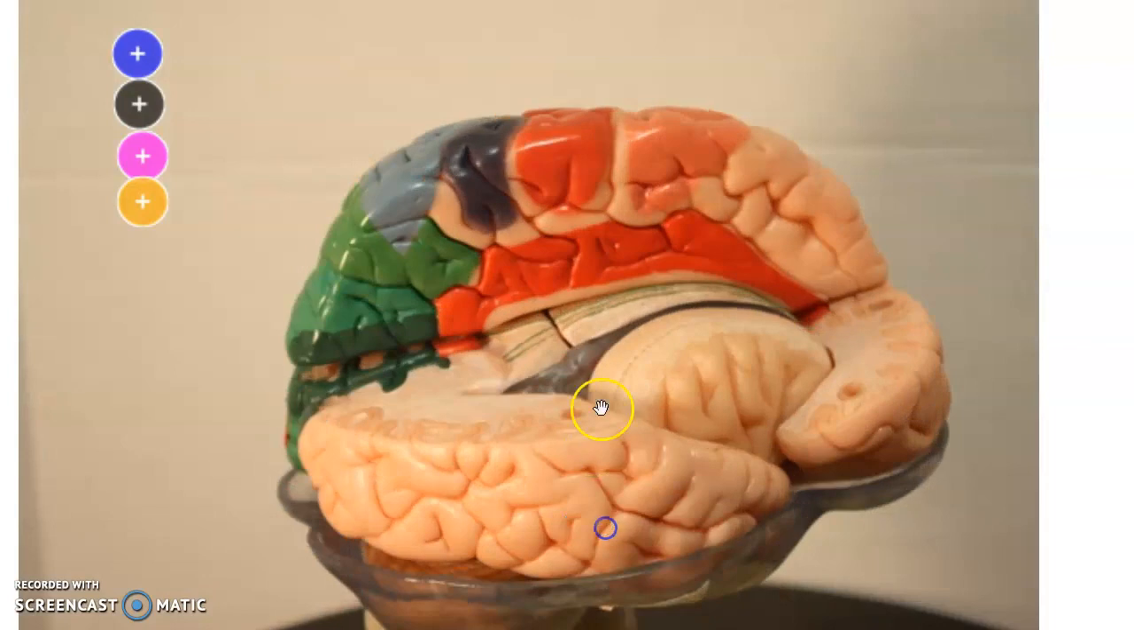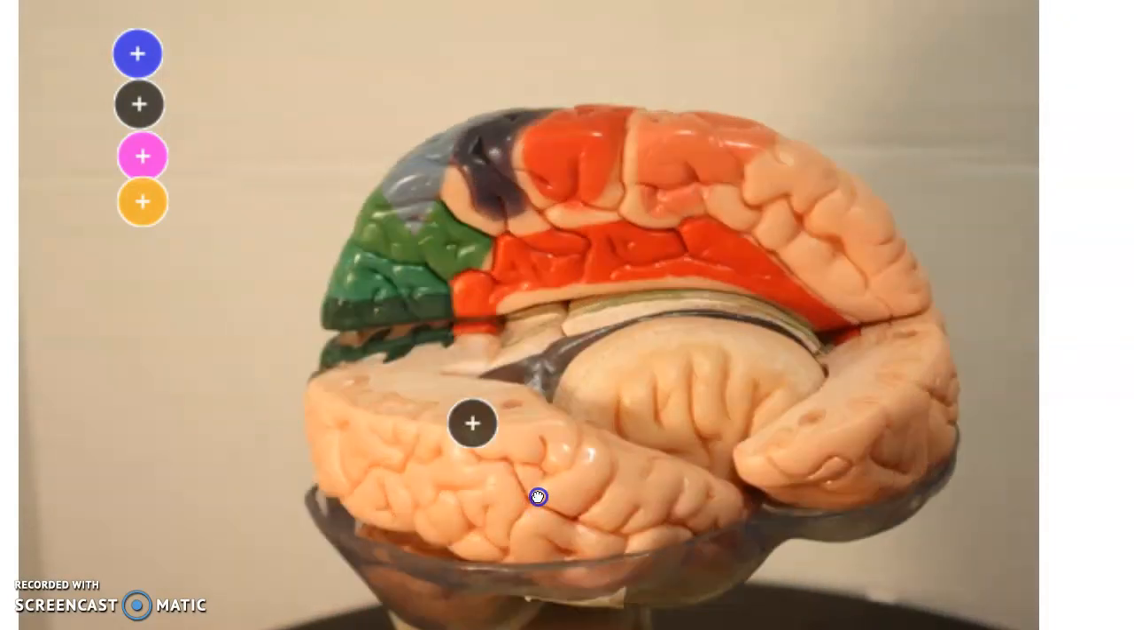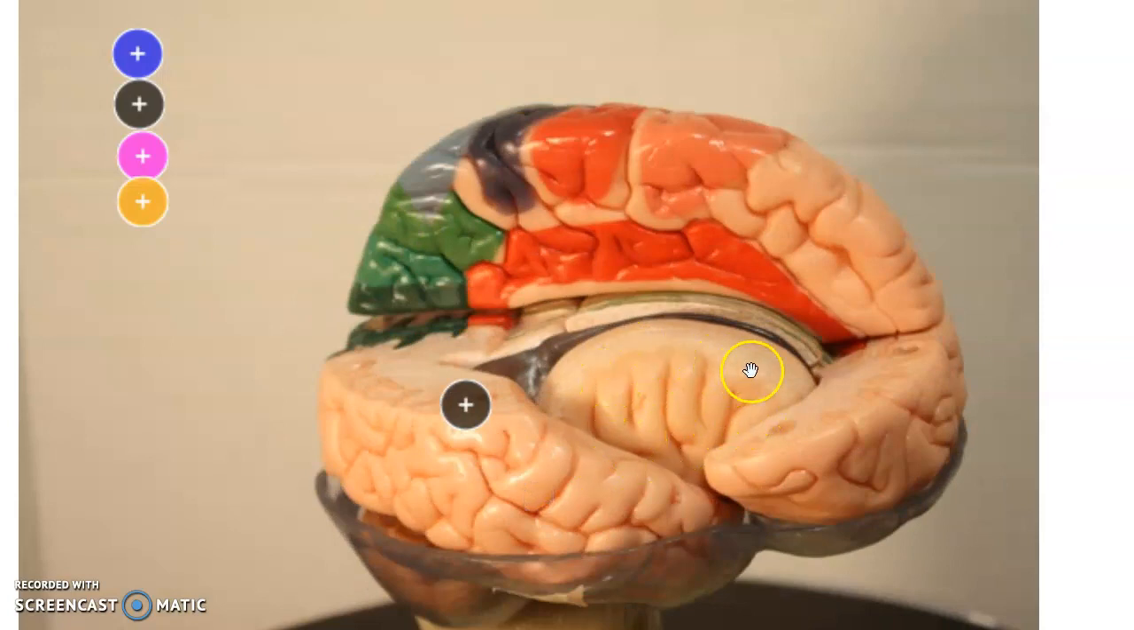So let's turn it around. There it is. It's a little island in there. This is the insular lobe, or the insula. It deals with taste. It deals with some balance. It actually deals with some smell, I think.